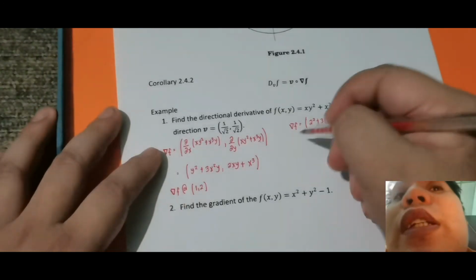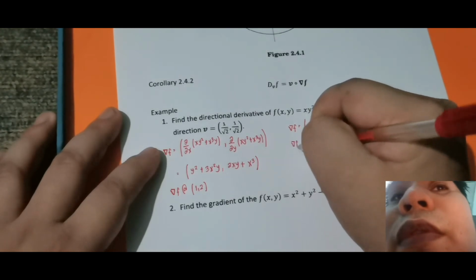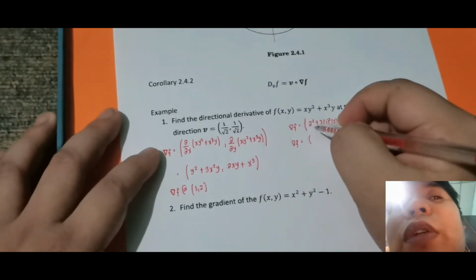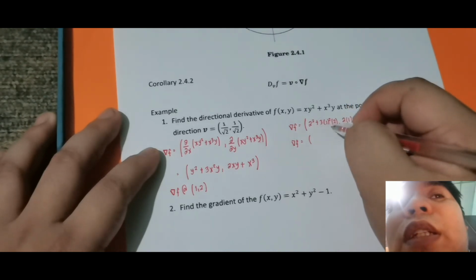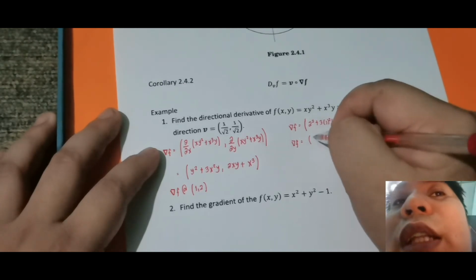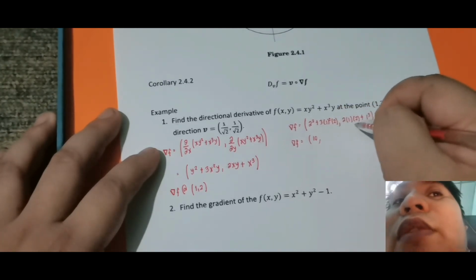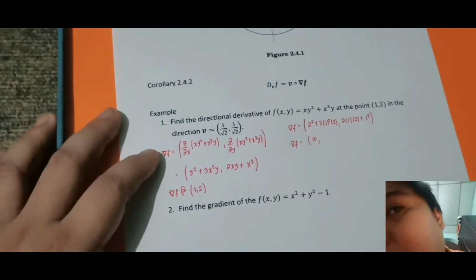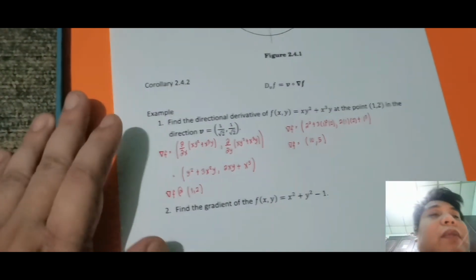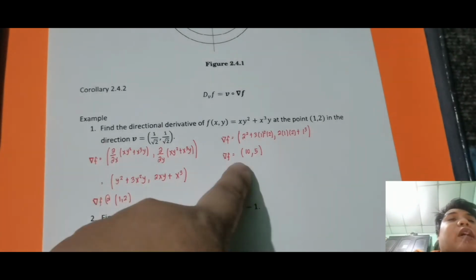Cube rather. So this is just the del of f. So the del of f is just equal to 2 squared is 4, plus 3 times 2 is 6, plus 4, this is 10, comma, this is just 2 times 2 plus 1, so this is just 5. Okay, so the gradient vector at (1, 2) is (10, 5).